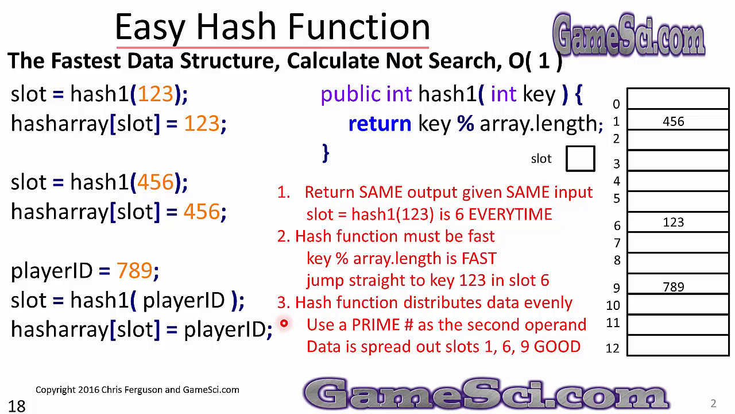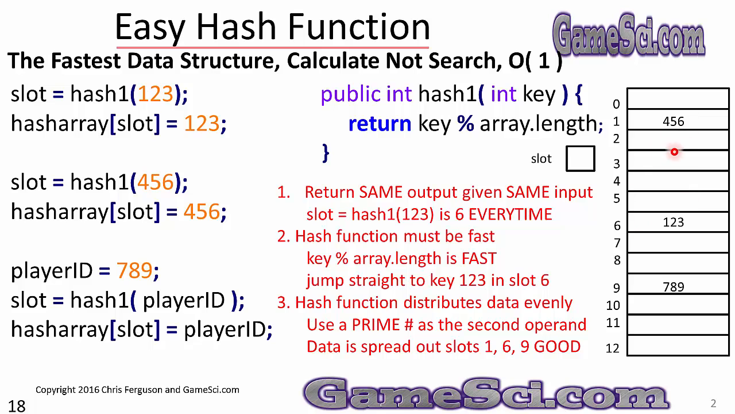Number 3 goal for hash functions: hash functions must distribute data evenly. Look at how this data is spread out. There's plenty of open space between it. One key to doing that is to use a prime number as the second operand to the modulus function. Data here is spread out between slots 1, 6, and 9. That's a good hash function.